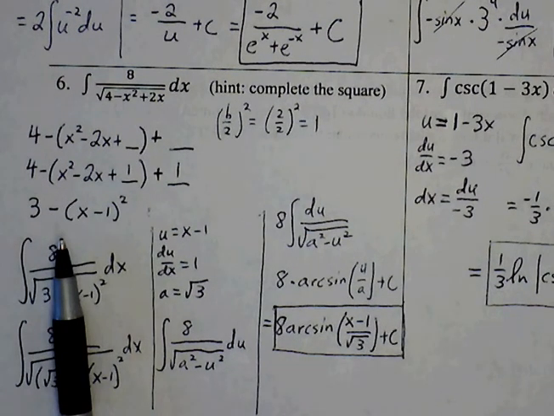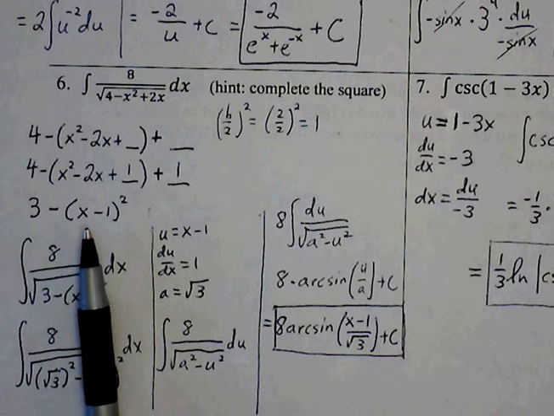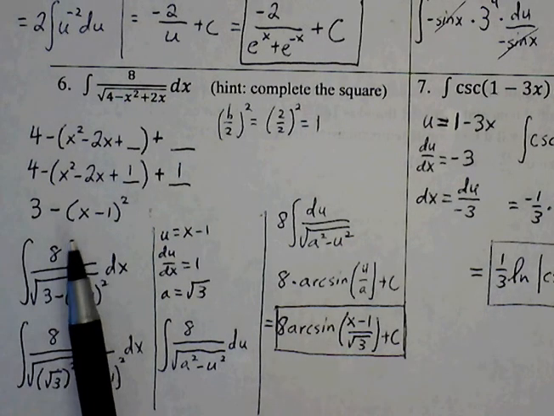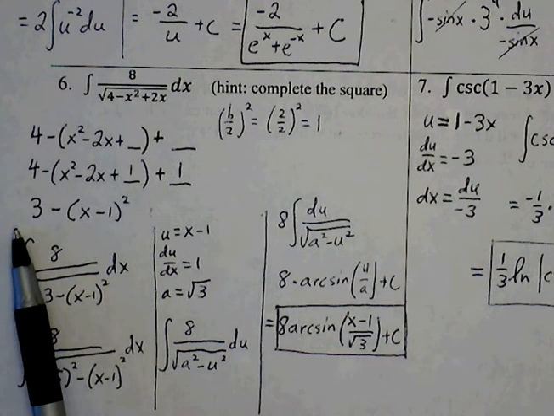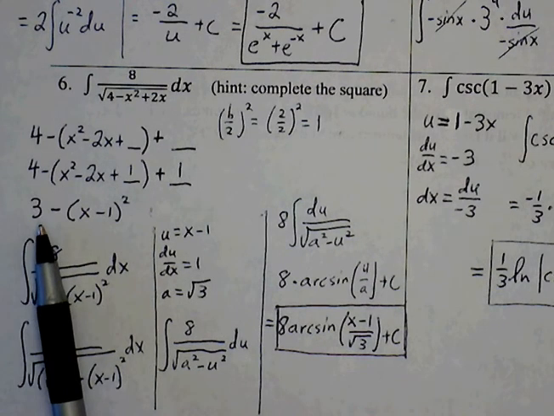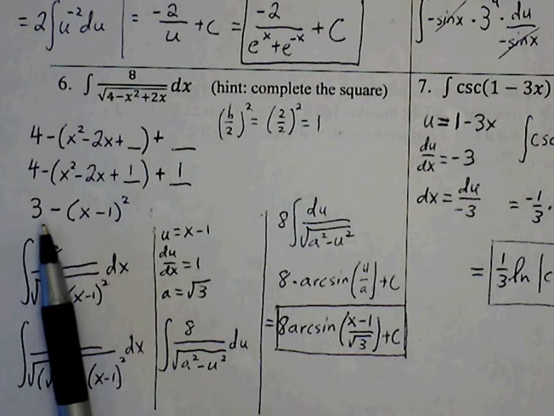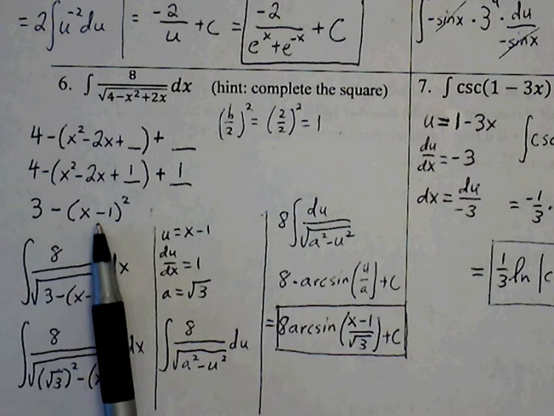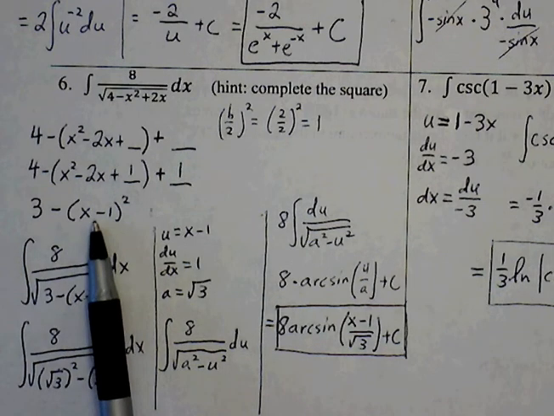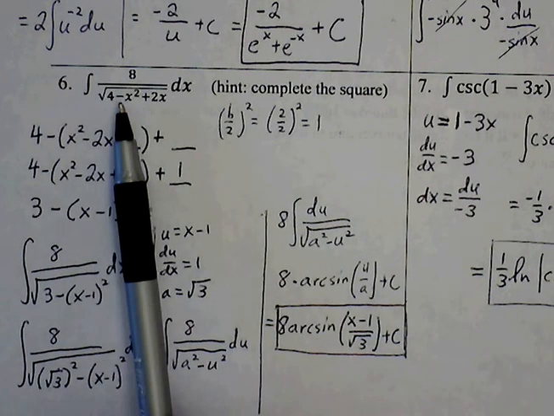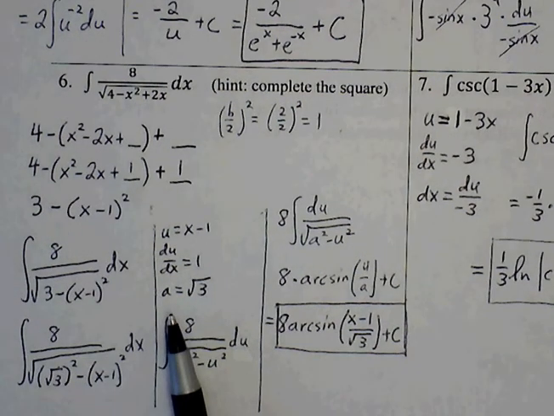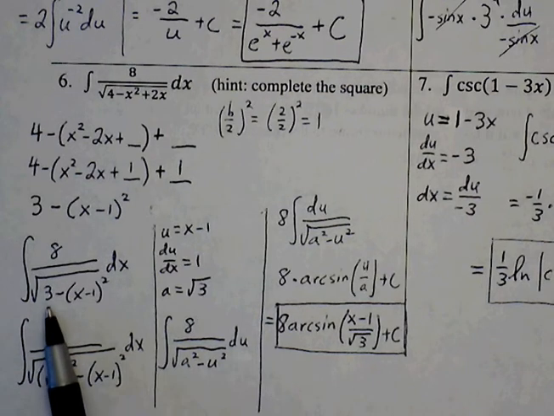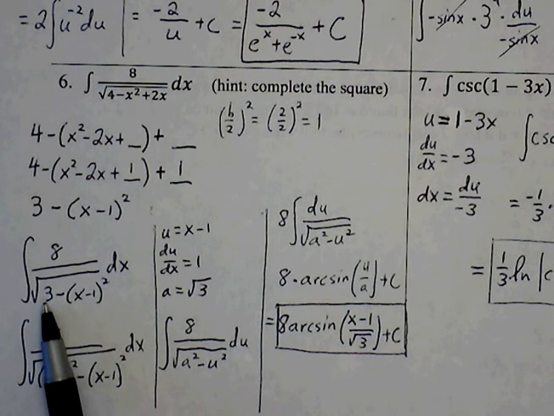This is the form that we want: 3 minus x minus 1 squared. We don't want this x minus 1 squared as the first term, because in order to match up with the appropriate arc trig rule, the first term is always positive. So we're going to make the constant positive, followed by the x minus 1 squared. Putting this back in its place, we have 8 over square root of 3 minus x minus 1 squared.